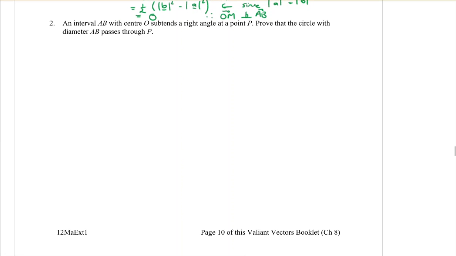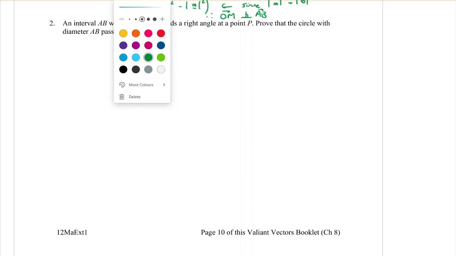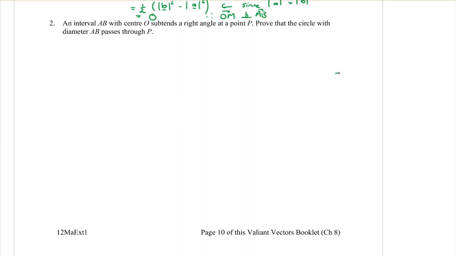All right, question 2. An interval AB with a center O. All right, so we have an interval, a line, that means, going from A to B. There it is. It has a center O, so that's like my midpoint, center O in there. Subtends a right angle at a point P. So somewhere out here, that's going to subtend out there a right angle at a point P.